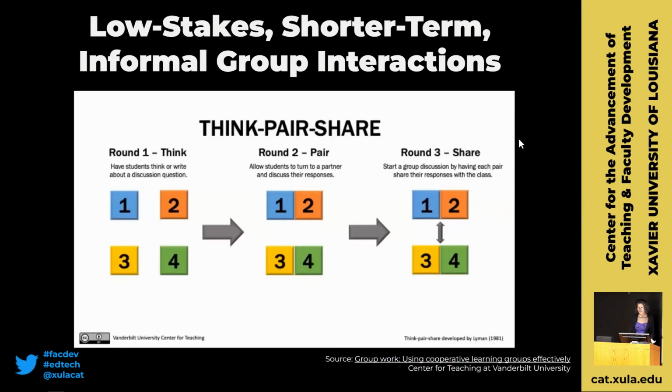So here are some examples of low stakes, short term, informal group interaction. And we all do these. I know we all do this in our class all the time. Here's just one example. This is when you build in some group interaction while you're teaching, while you're delivering material. Think, Pair, Share. Said this before. If I got to name this, I would name it something different. I'm not crazy about the name Think, Pair, Share, but that's what it is, and it's very descriptive.